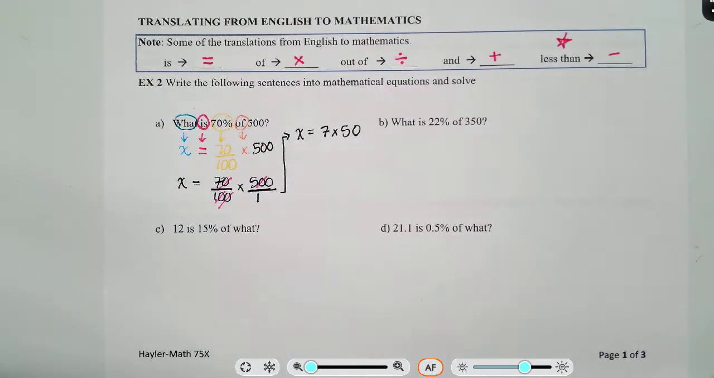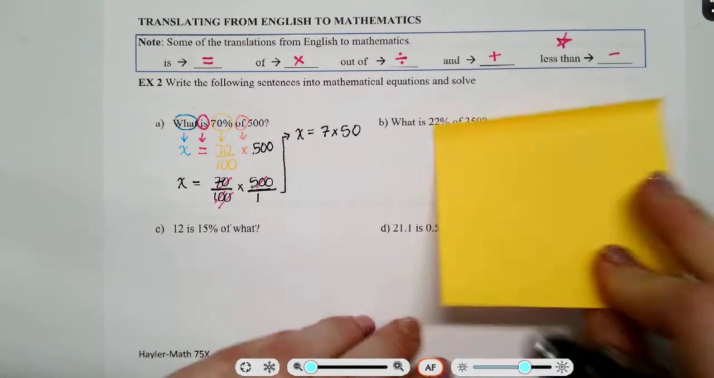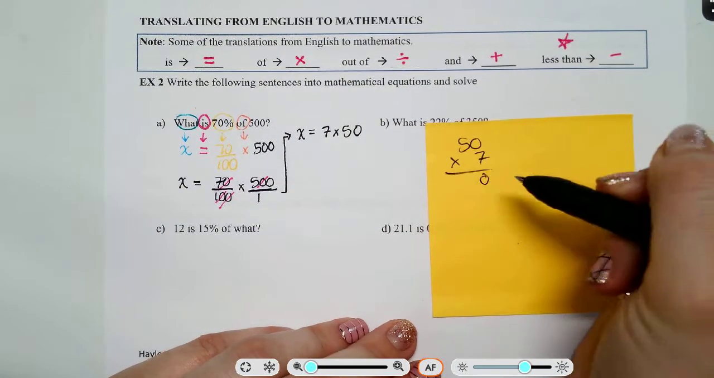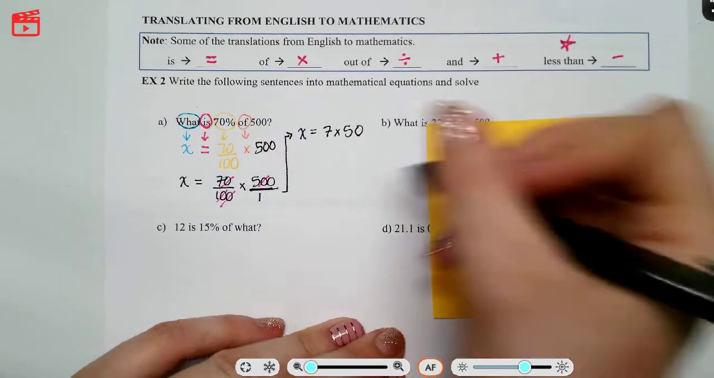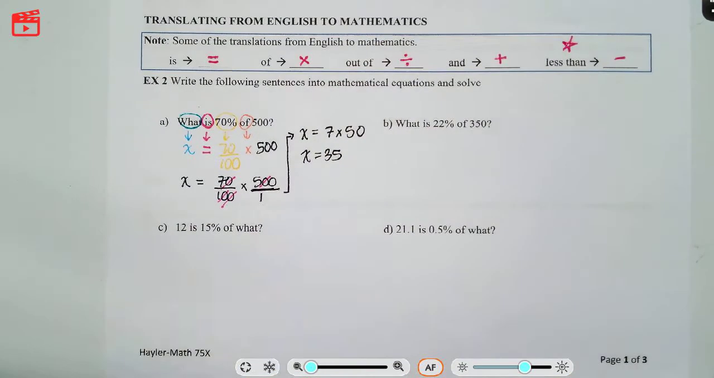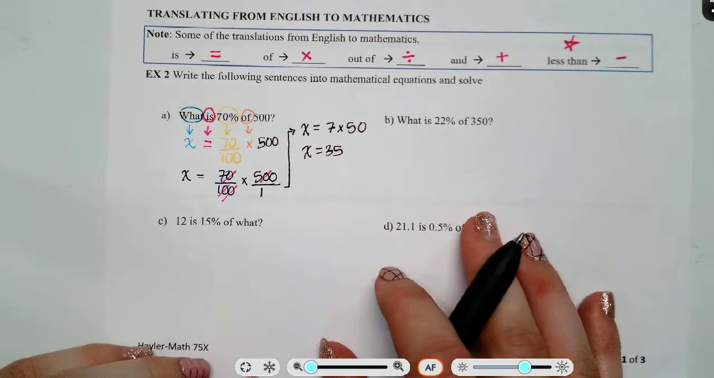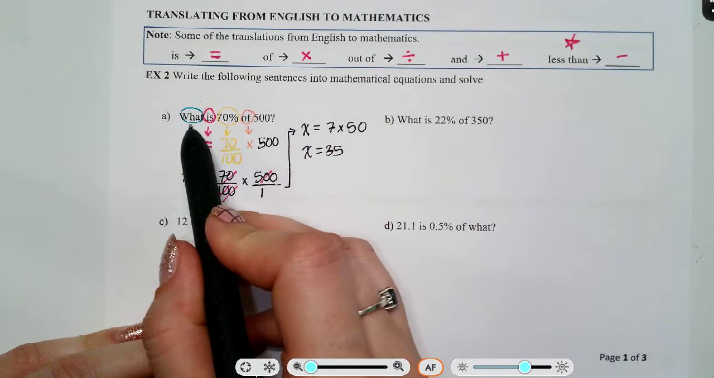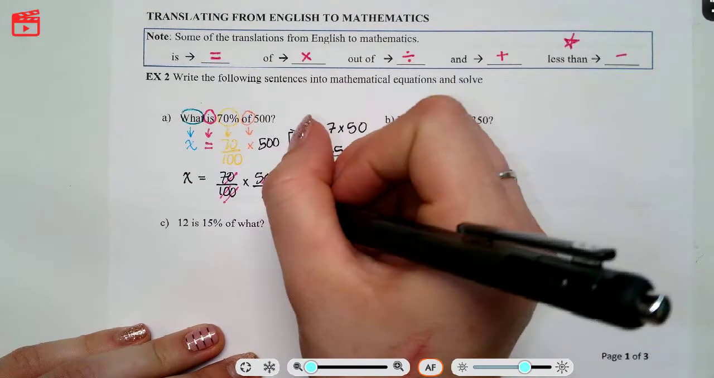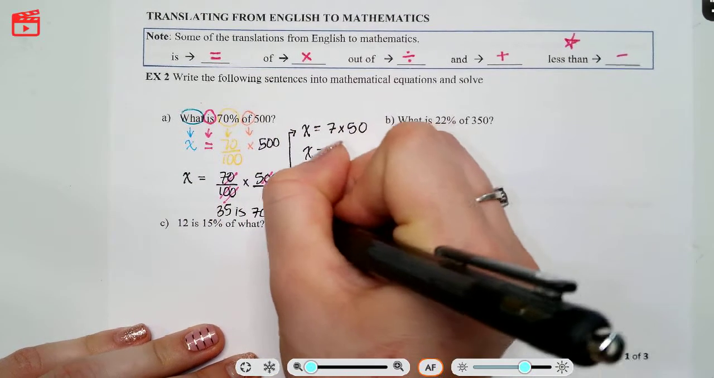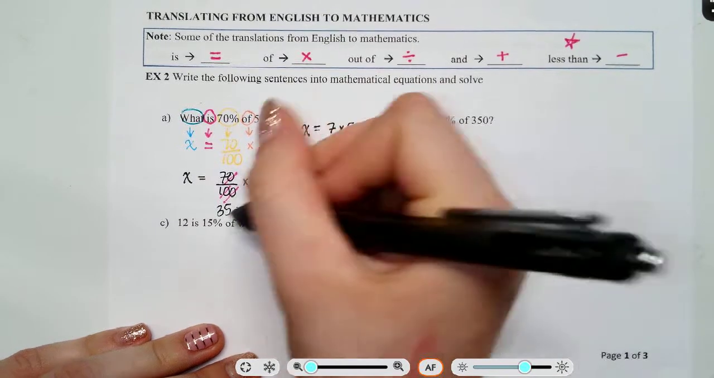Wow, what is 7 times 50? Well, 7 times 0 is 0, and 7 times 5 is 35. So there we go. x equals 35. Since this was a word problem, we're going to answer in word form. Well, the question was, what is 70% of 500? So our answer is 35 is 70% of 500. And there we go.